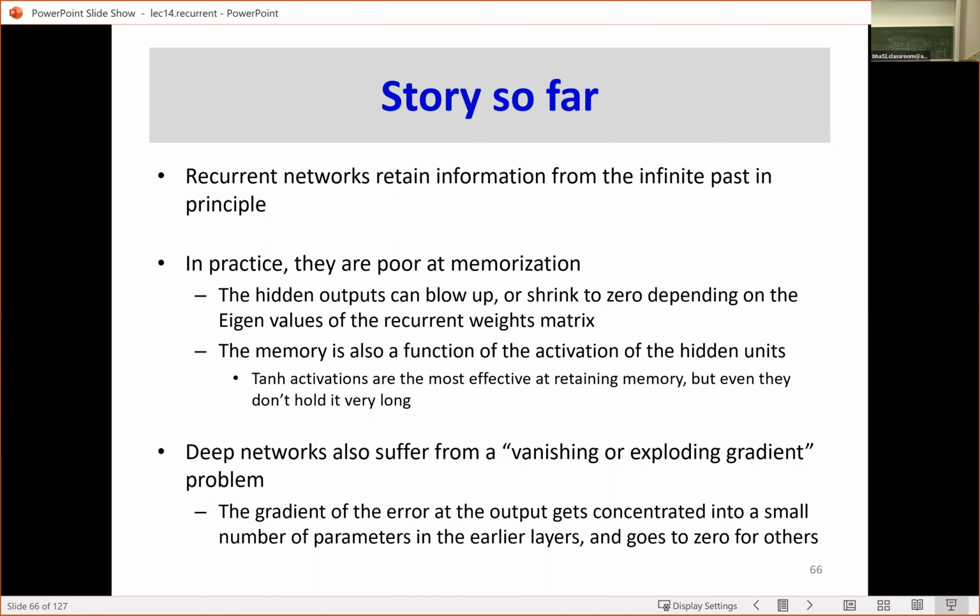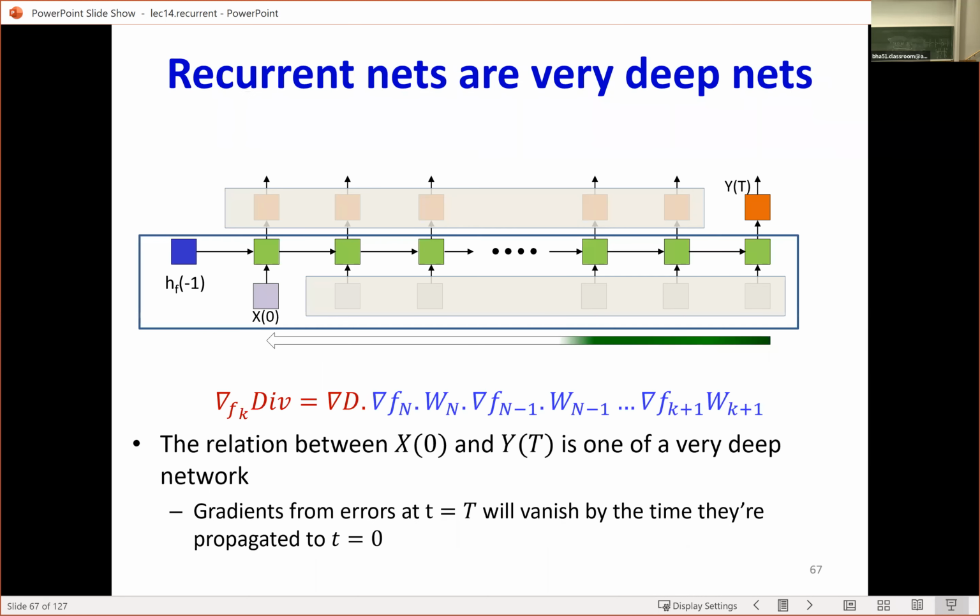Now, what kind of a network is a recurrent network? It's a very deep network, right? Which means that some error that occurs out there is going to have absolutely no effect at all on the derivatives up at the input to the network. So this problem of vanishing and exploding gradients is particularly dramatic for recurrent networks. So recurrent networks being very deep networks, the relationship between x0 and yt is one of a very deep network. The gradients are going to vanish or explode by the time you get all the way back there, right?